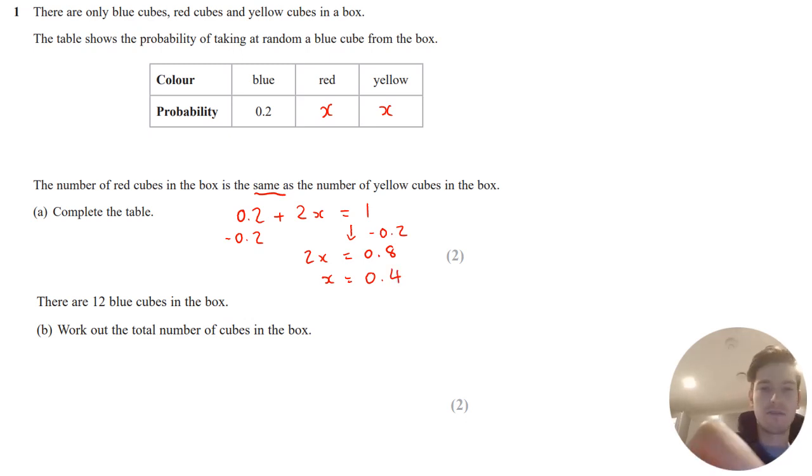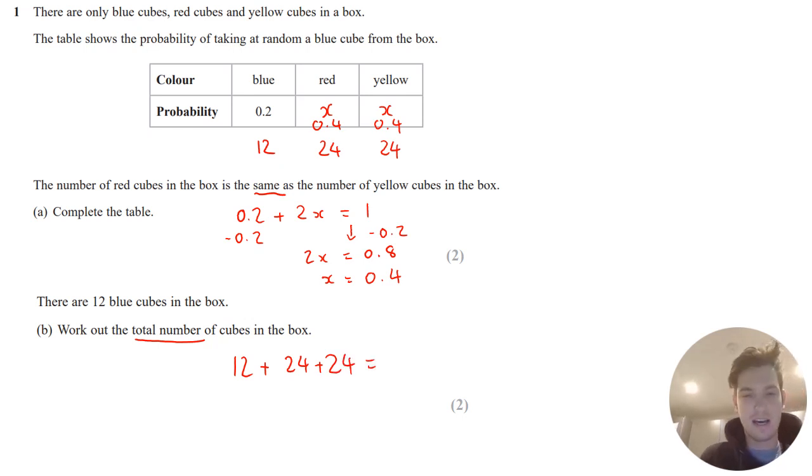You could have done that in your head rather than make an equation, but I'm just going to write in the table 0.4. There are 12 blue cubes. Work out the total. Okay, 12 blue cubes, so I can just write in my table 12 under 0.2. And if there's 0.2 blue and red and yellow is 0.4, well, I think that's just double, isn't it? So I can do 24 for red, 24 for yellow, and then add them up. 12 plus 24 plus 24 is going to be 60 cubes in total.